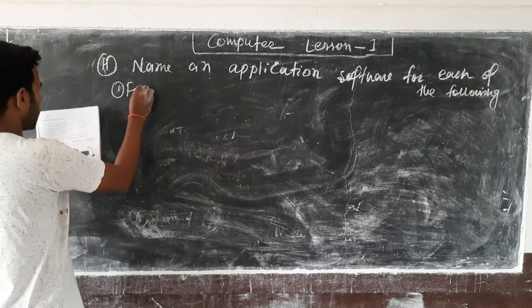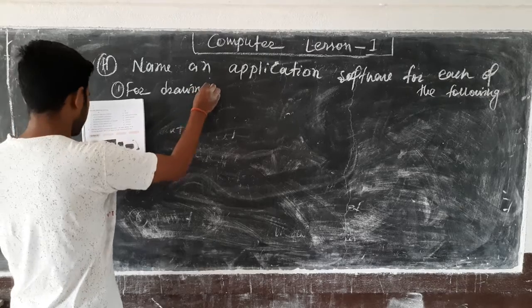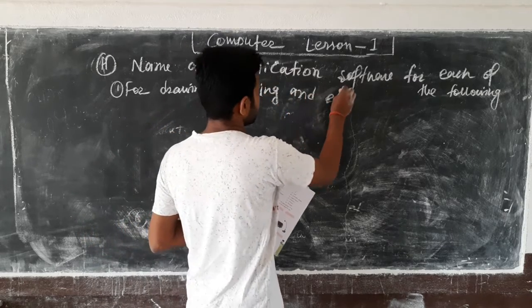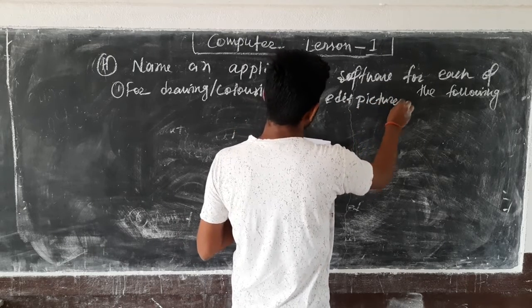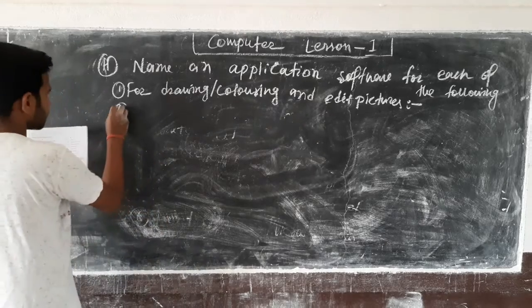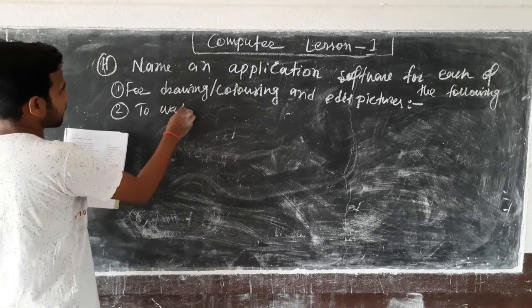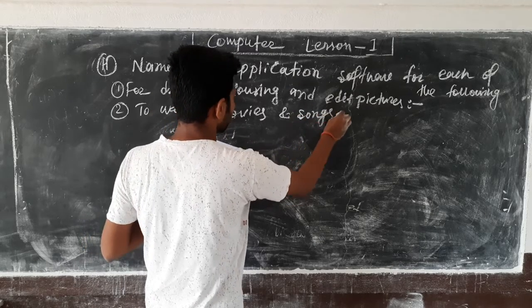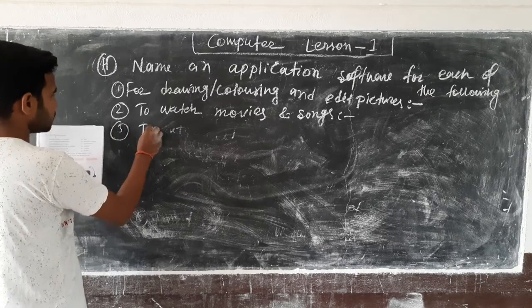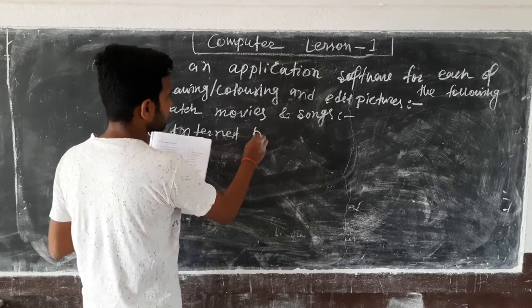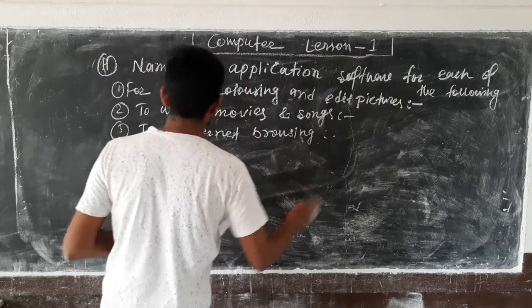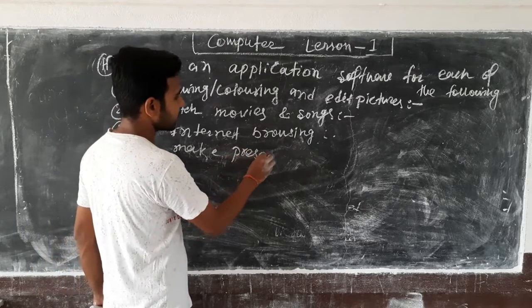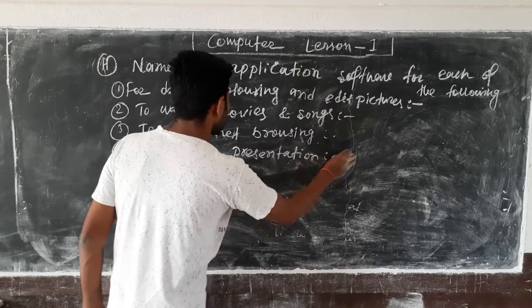First number, I am writing now. First, drawing, coloring and editing pictures. So we can give an application software name. Second, to watch movies and songs. Next, third, internet browsing. So we can give the particular software name. Fourth number, to make a presentation. So we can give the application software name.